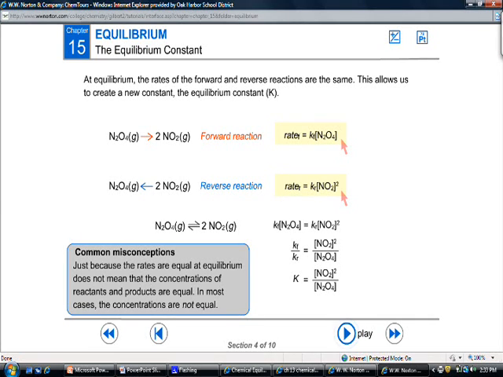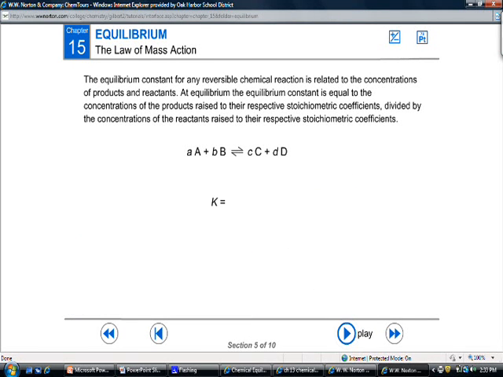Remember, just because the rates are equal at equilibrium does not mean the concentrations of the reactants and products are equal. In most cases, they will not be equal. So the equilibrium constant for any reversible reaction is related to the concentrations of the products and the reactants. At equilibrium, this K value that you're seeing here is a constant that we can calculate. It's the concentration of the products raised to their respective stoichiometric coefficients divided by the concentration of the reactants raised to their respective stoichiometric coefficients.